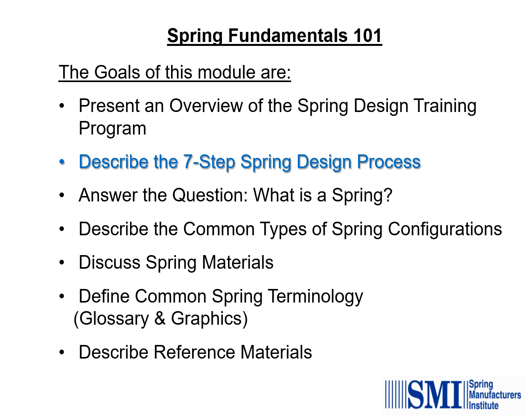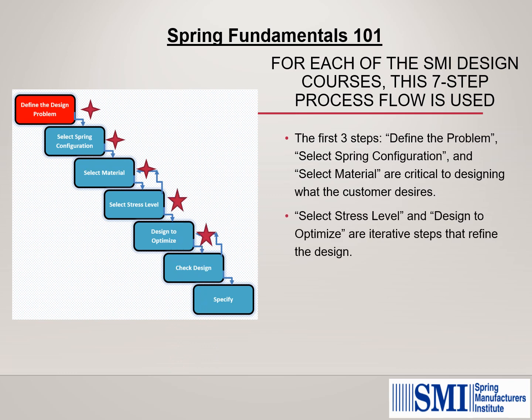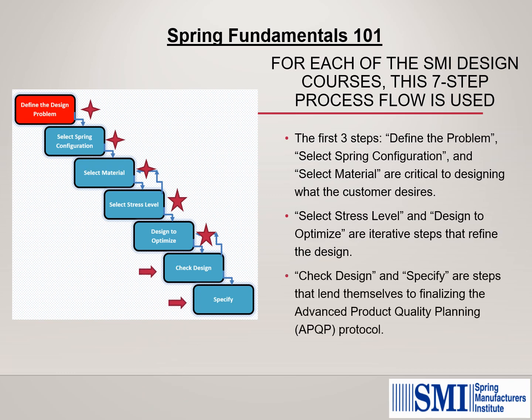I will now describe the 7-step spring design process. The first 3 steps, define the problem, select spring configuration, and select material, are critical to designing what the customer desires. Select stress levels and design optimization are iterative steps that refine the design. Check design and specify are steps that lend themselves to finalizing the advanced product quality planning protocol.